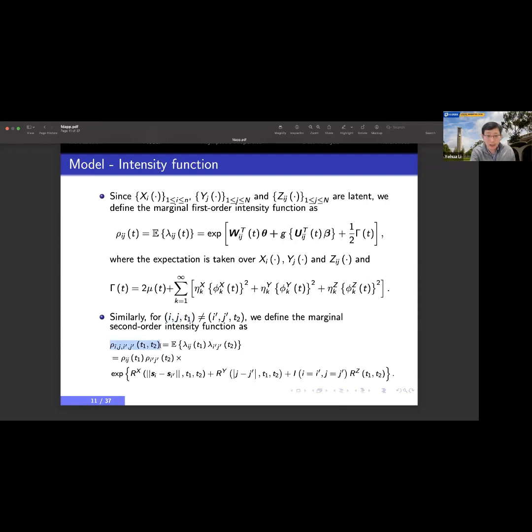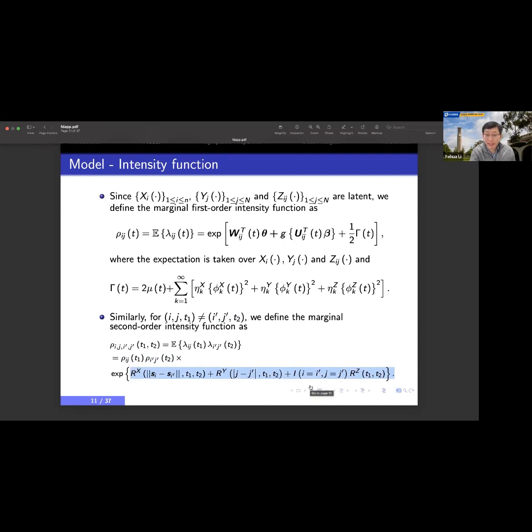In other words, there are two trips that happened. One happened at IJT1, the other trip happened at I'J'T2, simultaneously with the chance given this way. Again, this expectation is taken over the random effects. As a result, the second order intensity is the first order intensity at IJT1 times the first order intensity at I'J'T2 multiplied by the exponential of these three covariance functions.